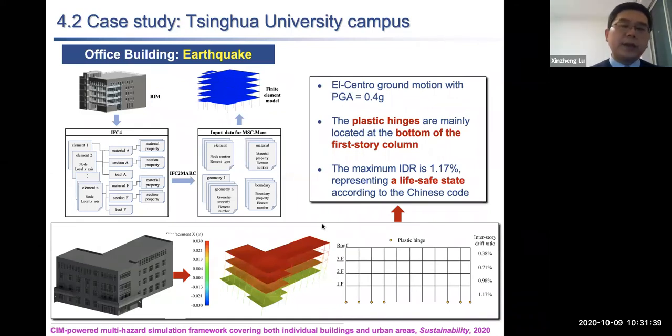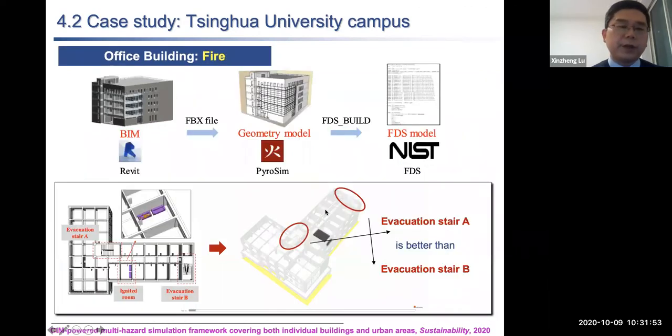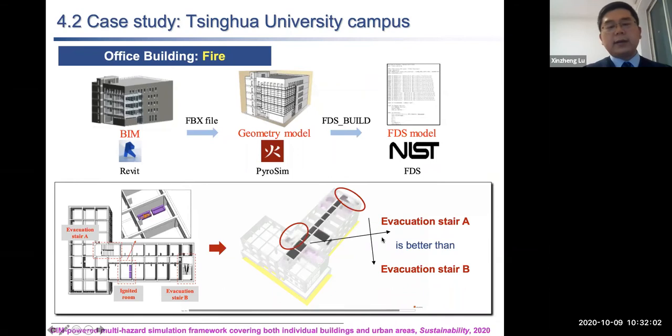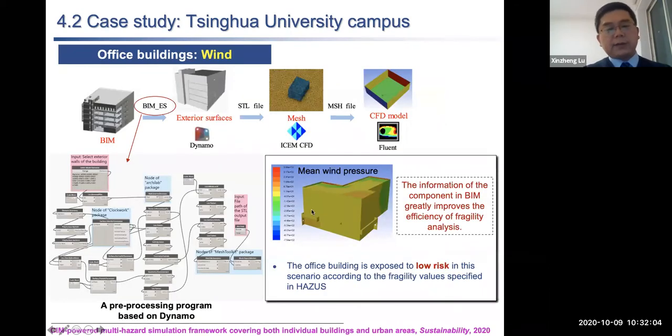This is 3D simulation at the regional scale, and we can also do it at the single building scale. We can use the city information model, and then we can give the detailed building information model to the finite element model to predict the seismic damage for this particular building. And we can also translate from building information model to the FDS model to evaluate the fire damage to this building. And we can also transform the building information model to the CFD model to predict the wind pressure on this building.